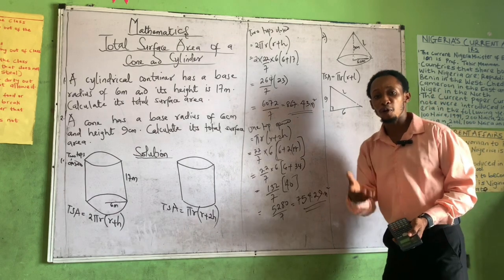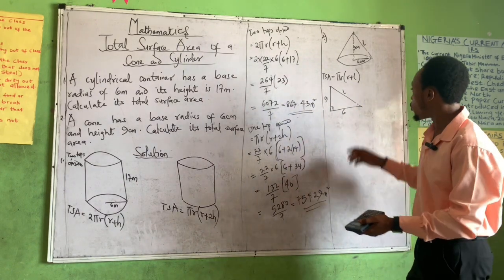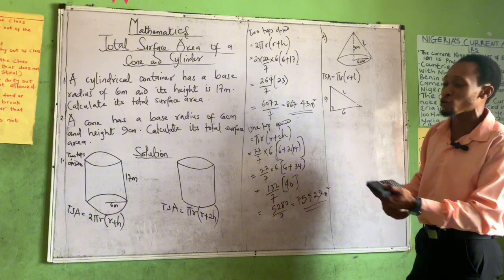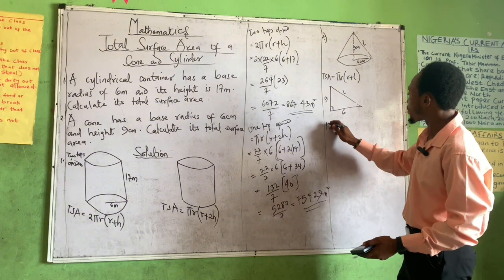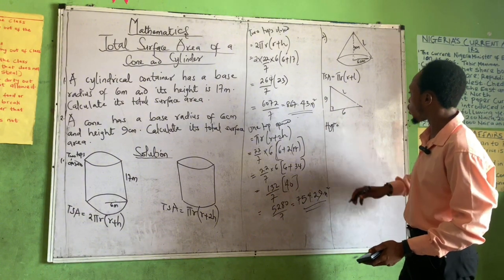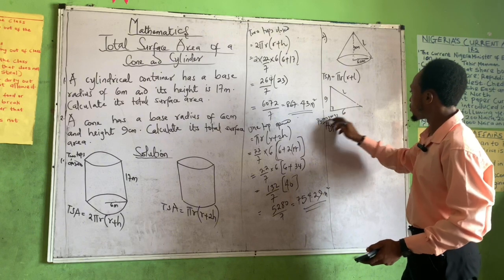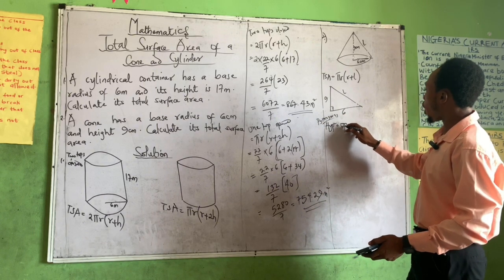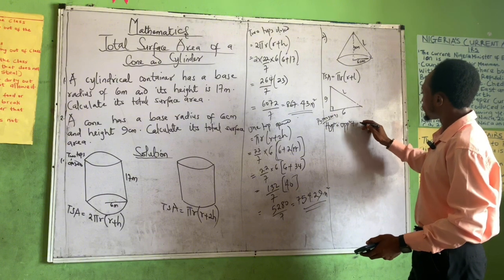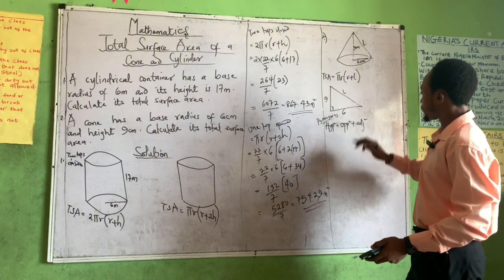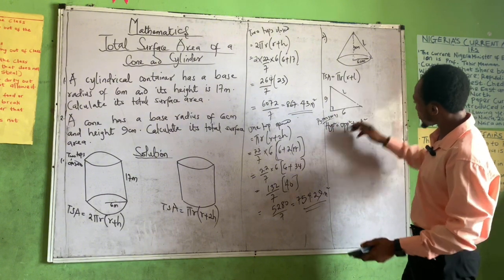Let's say this is the opposite, where the angle lies, and then this is the adjacent. If you recall your Pythagoras theorem, whereby you are looking for the third side of a right angle triangle, you use Pythagoras theorem, which says that hypotenuse square equals opposite square plus adjacent square. So hypotenuse square is this, that will be L square.